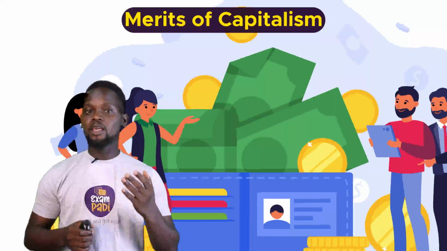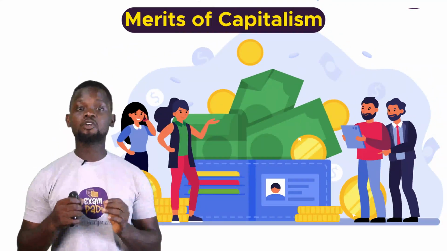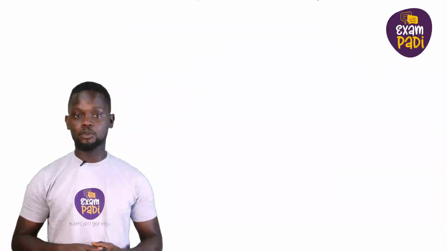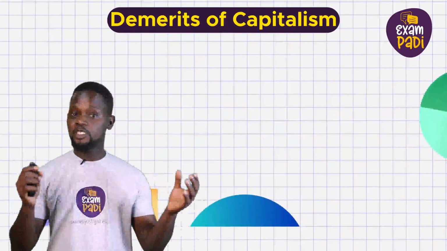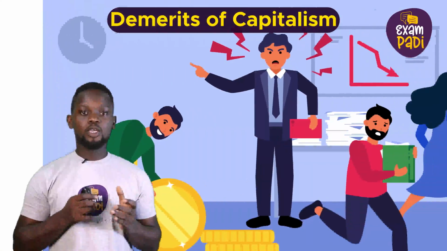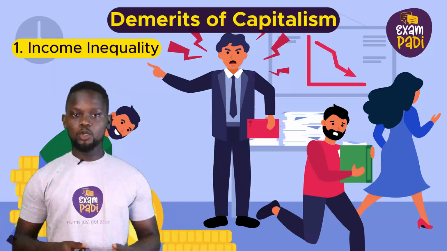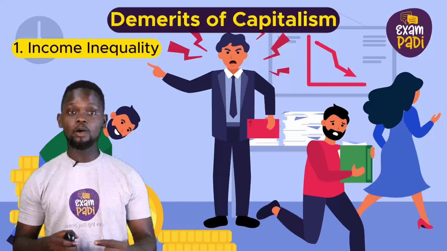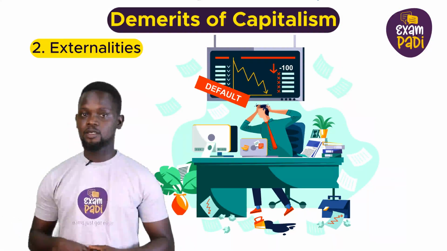In a nutshell, capitalism has proven to be an efficient economic system that has driven economic growth and improved living standards for billions of people around the world. While capitalism has several advantages, there are also some disadvantages. Some of the disadvantages include 1. Income inequality. Capitalism can lead to income inequality, with a small percentage of the population holding a disproportionate amount of wealth and income.